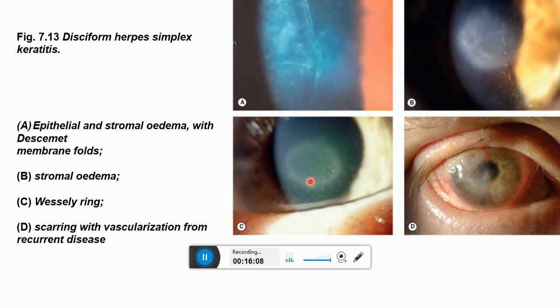IOP may be elevated, and corneal sensation reduced. Healed lesions have a faint ring of stromal, subepithelial opacification and thinning. Consecutive episodes may be associated with gradually worsening subepithelial stromal scarring and superficial or deep vascularization. Mid-stromal scarring from disciform keratitis is a cause of interstitial keratitis.